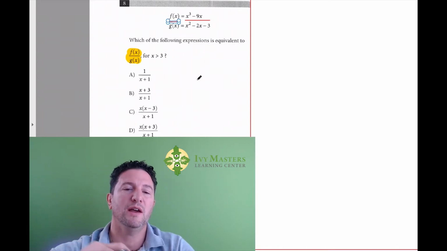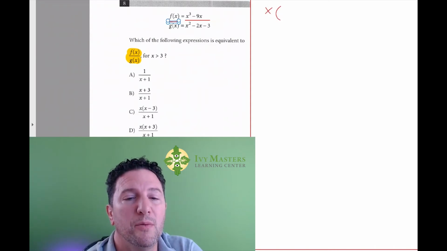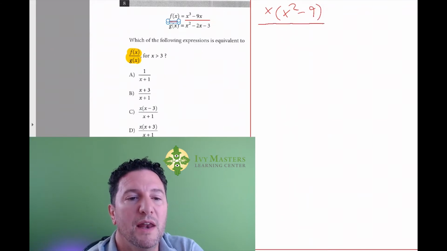And then what I could do is factor the top. We're going to do this two different ways. First, we'll do it algebraically. I could pull an x out of the top, and what I get in the top is x squared minus 9. And then I could also factor the bottom.